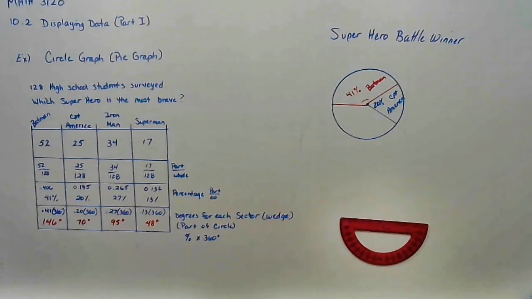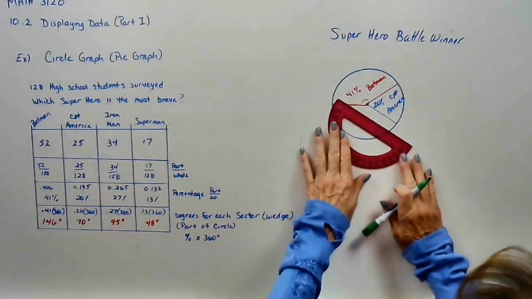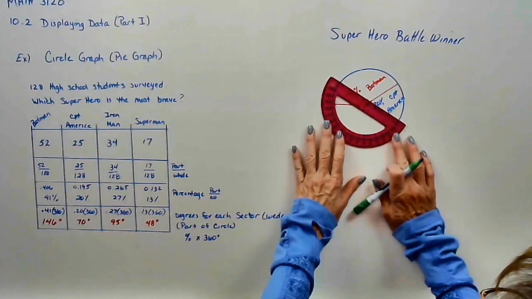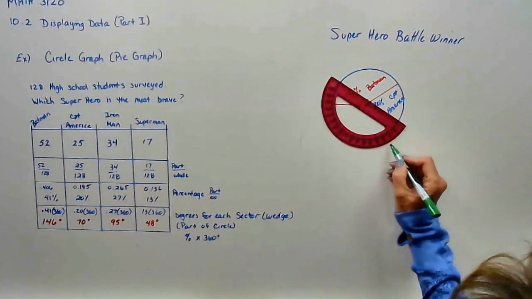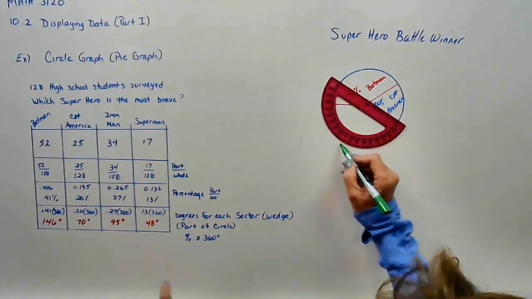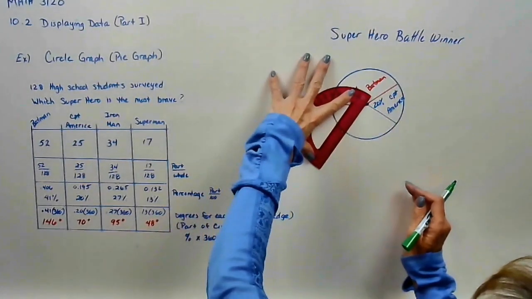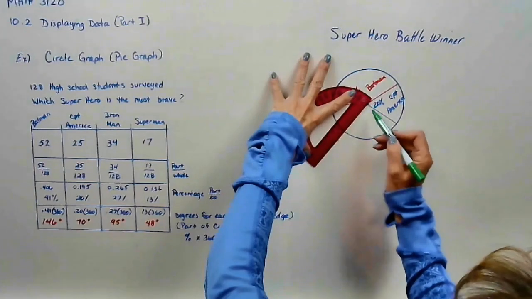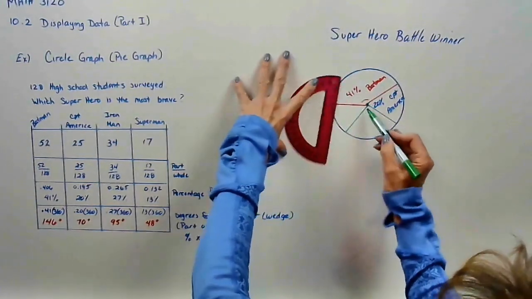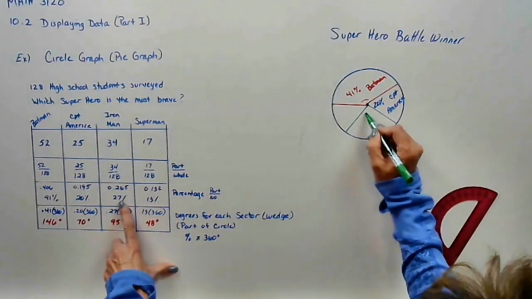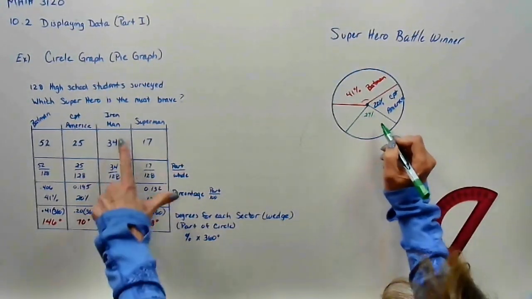Let Iron Man be green. Green was 95 degrees. So again, measure this using the 0 line on your protractor. 10, 20, 30, 40, 50, 60, 70, 80, 90. I need 95 degrees. So it should look almost like a right angle. That's pretty close to a right angle. This represented 27%, which was Iron Man.